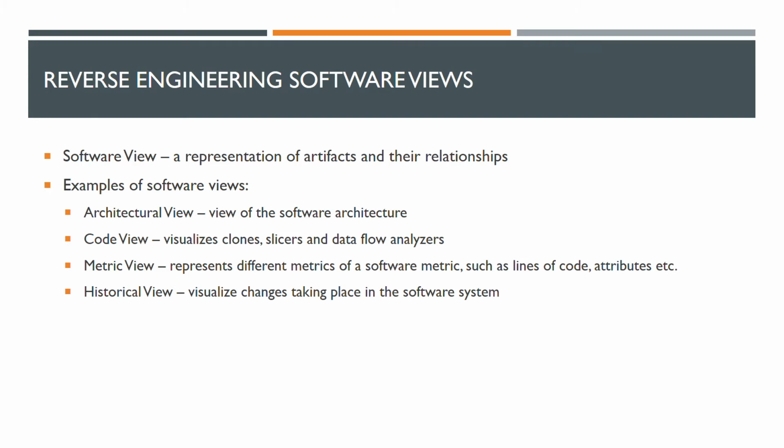Reverse engineering software views. A software view is a representation of the artifacts and the relationships of those artifacts. Some of the examples that were mentioned in the paper are the architectural view, which is the view of the software's complete architecture. You have a code view, which lets you see the clones, slicers, and data flow analyzers. And you have a metric view, which represents different metrics of the software, metrics such as lines of code, attributes, and so forth. You also have the historical view, which lets you see the changes that are taking place in the software system.